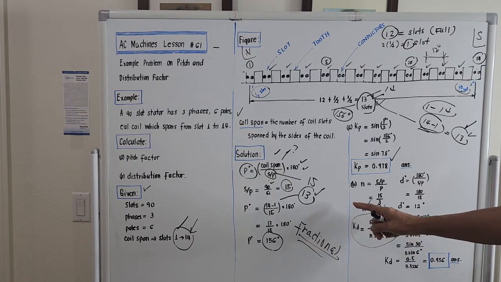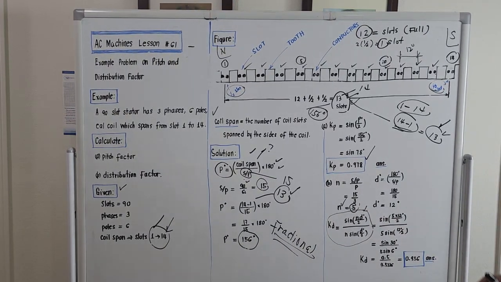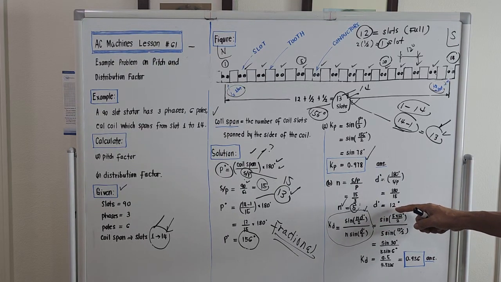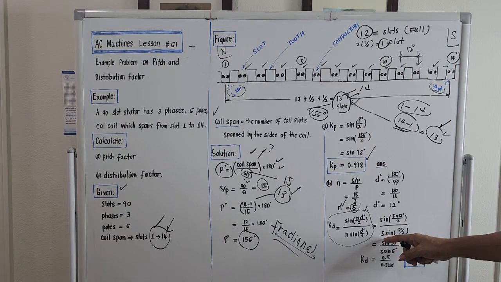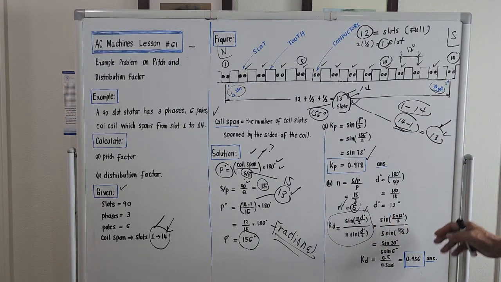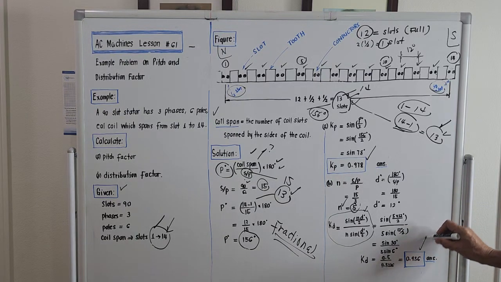So the distribution factor now will be given by this formula. We now know n, we now know d degree, right? So this should be sine of n over 2 times d degree, where small letter n is 5 and d degree, the distance between slots, is 12 degrees. Over n again times sine of d degree over 2. 5 times 12 is 60 divided by 2, so the numerator is sine of 30 degrees. The denominator will be 5 times sine of 12 over 2, which is 6 degrees. Okay? And if we compute the value of this, the distribution factor is 0.956.